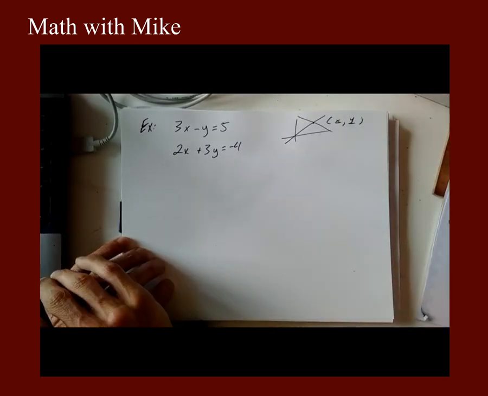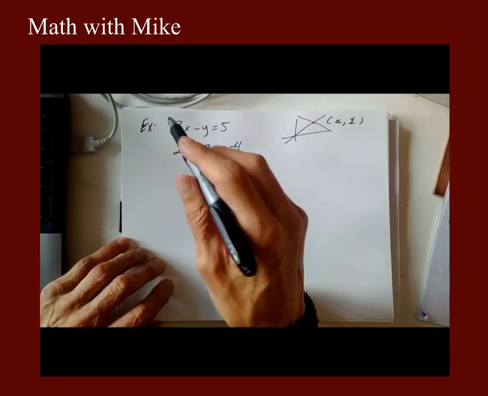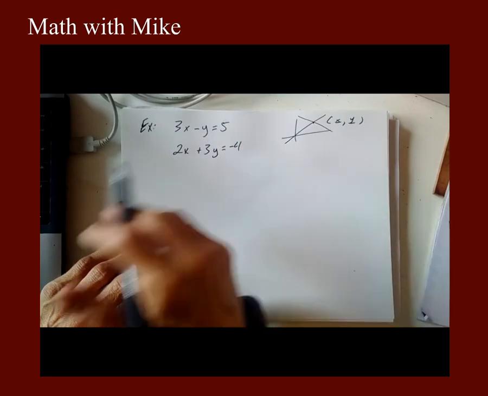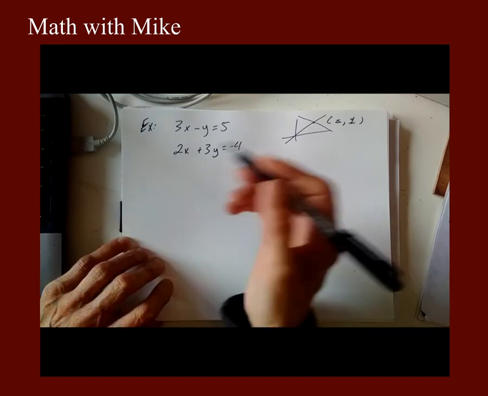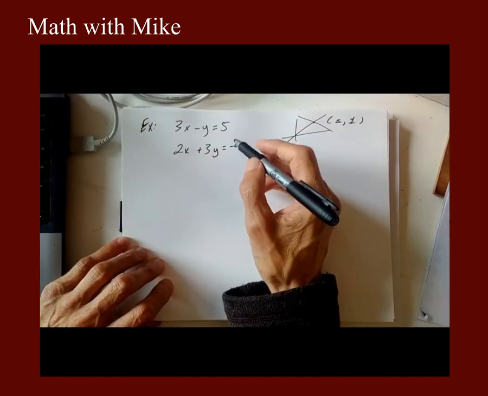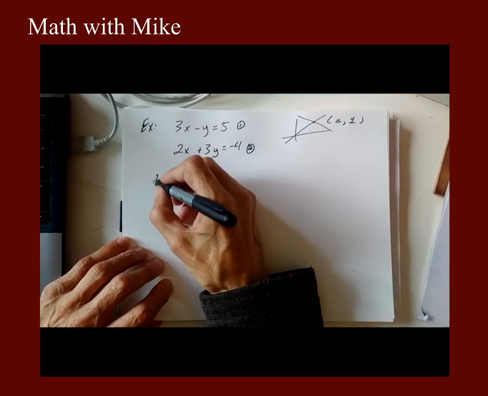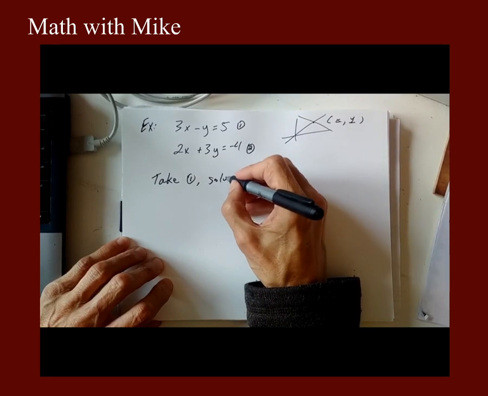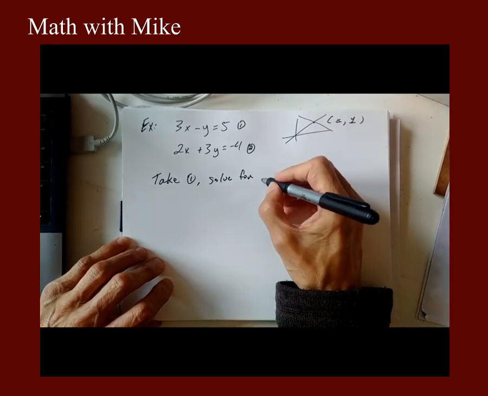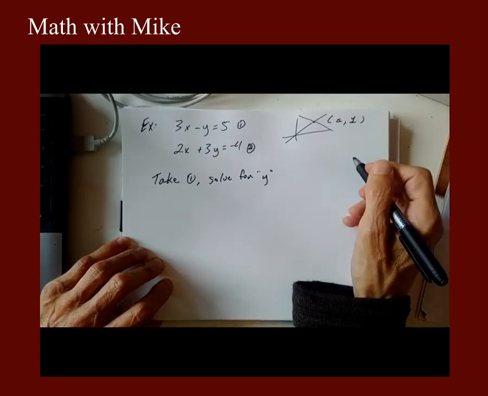All right, now, like before, with elimination, we were adding equations together to make things disappear. But what happens with substitution is that you take one of the equations and you solve for one of the variables. So I'm going to take equation 1 and solve for one of the variables. I'm going to solve for y because it's the nicer one of the bunch.